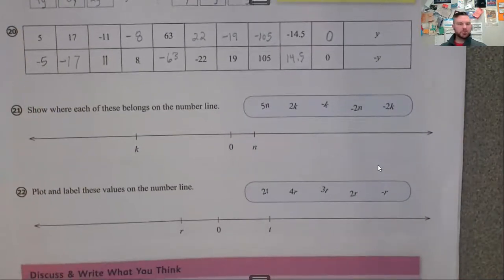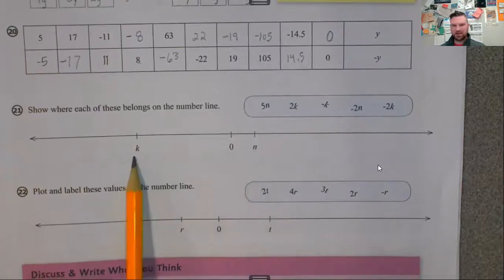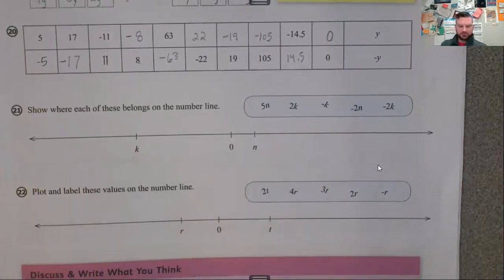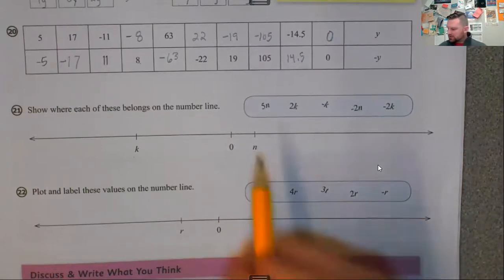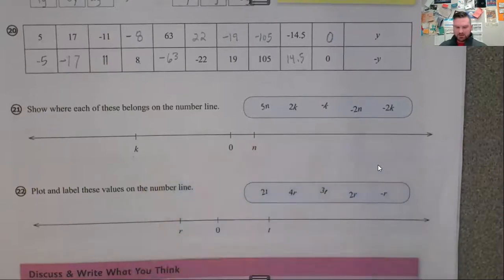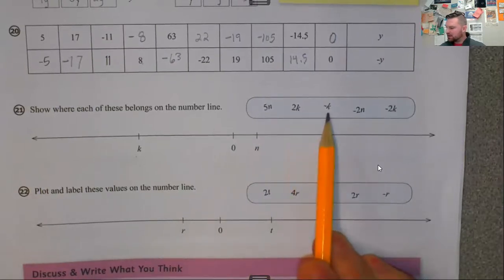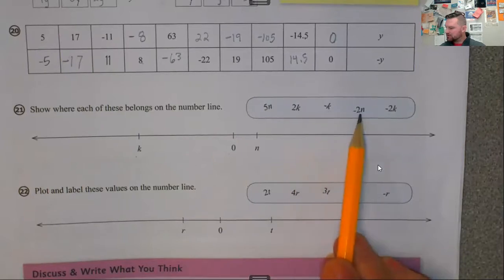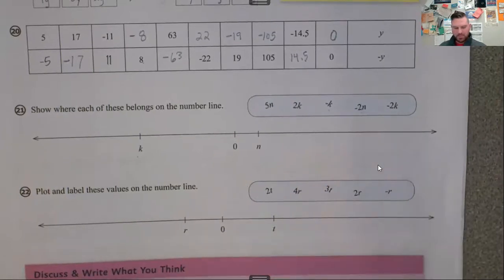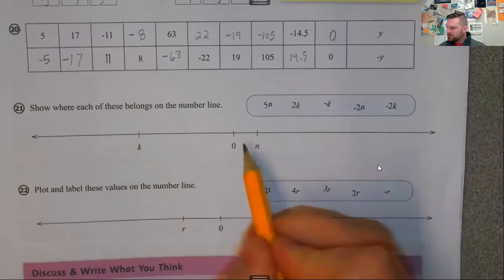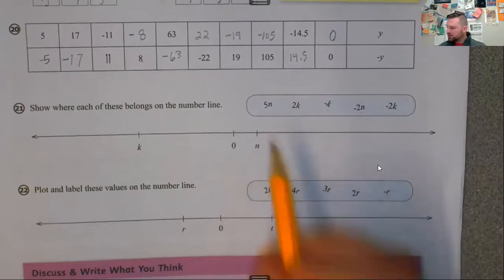Okay, number 21, show where each of these belongs on the number line. So we have 0, N, and K. It looks like this is N, but K is a little further away. We have 5N and 2K and negative K, 2N and negative 2K. Whatever this distance is will be the N's.